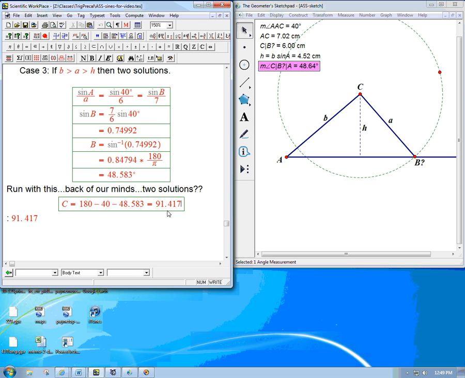91.417. Ooh, if that had been 90, it would have been kind of nice because it would actually secretly have been right triangle trig, but it's not. It usually turns out to be 90. Okay, so is that going to help us? Well, let's first check it.